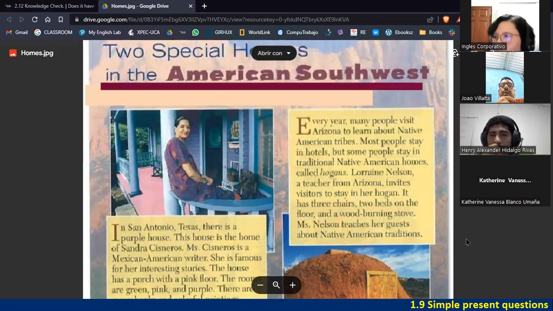Now, number two. Every year, many people visit Arizona to learn about Native American tribes. Most people stay in hotels, but some people stay in traditional Native American homes called hogans. Lorraine Nelson, a teacher from Arizona, invites visitors to stay in her hogan. It has three chairs, two beds on the floor, and a wood-burning stove. Miss Nelson teaches her guests about Native American traditions, right?